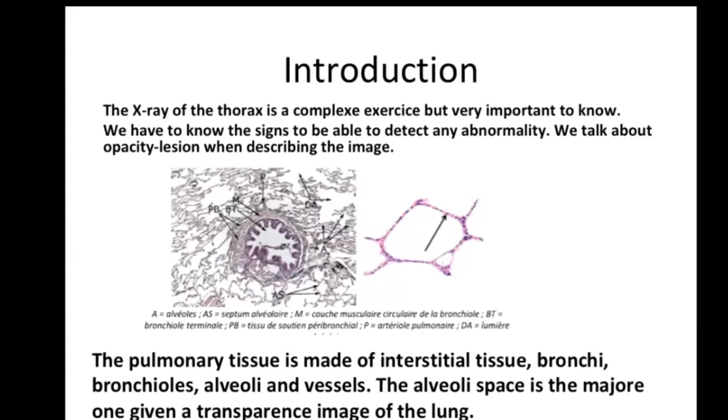And around the alveoli, of course, we will have vessels, and in the lungs, we also will have vessels. So usually the alveoli space, because it's only air, we will see it transparent in the lung. And we will see it, of course, on the X-ray as transparent. We will not see the alveoli itself. Like I said before, we will only see signs to detect what we have wrong.